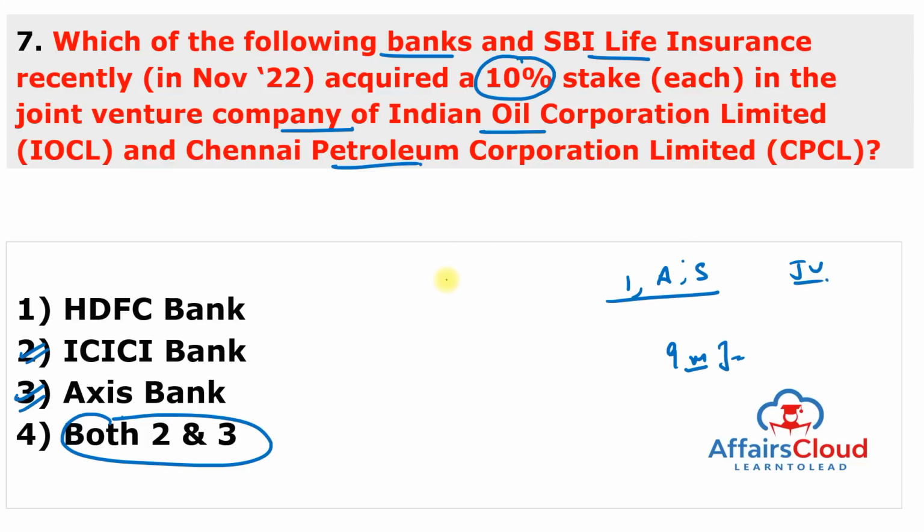And ICICI Bank, Axis Bank and SBI Life Insurance have acquired 10% each through the acquisition of 5,000 equity shares of face value 10 rupees each for a cash consideration of 50,000 rupees. And the acquisition will be completed within 180 days from the date of the joint venture agreement.